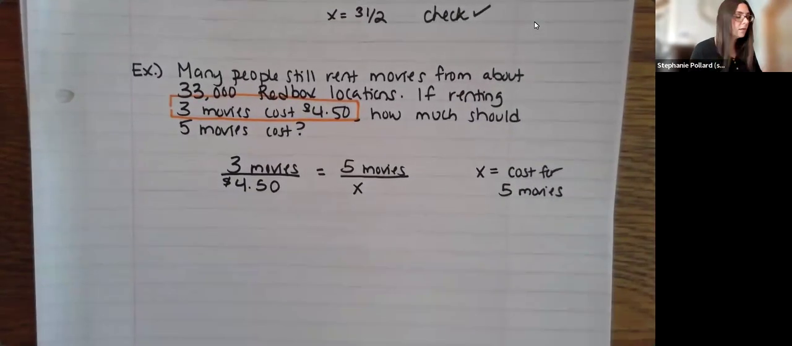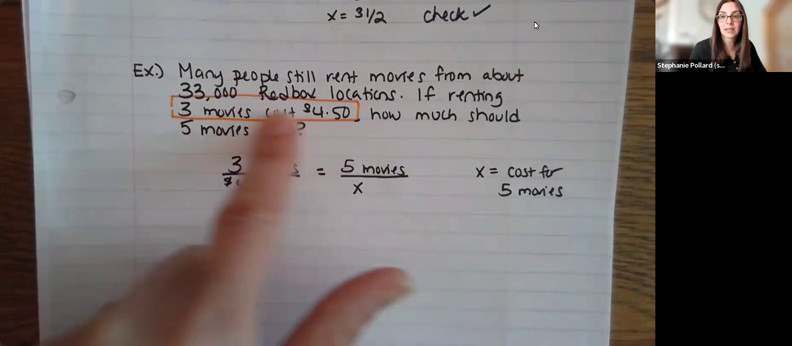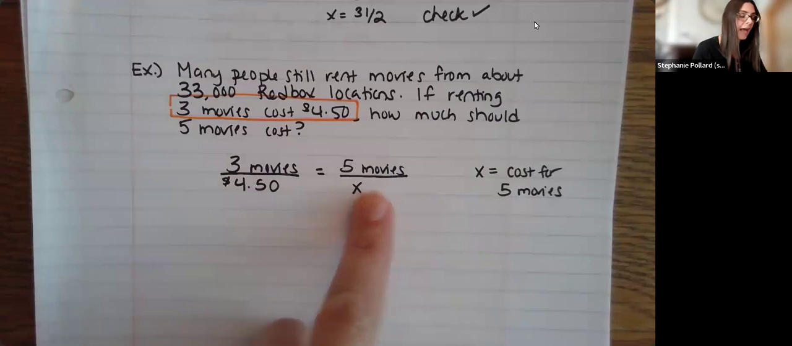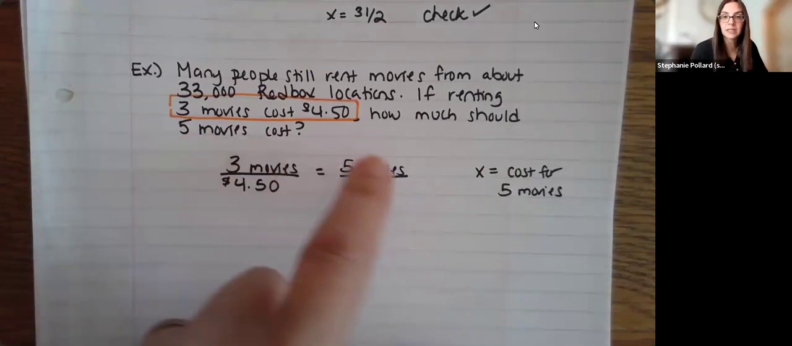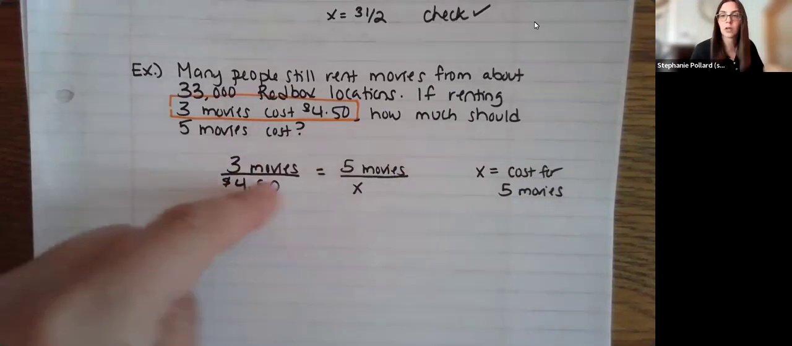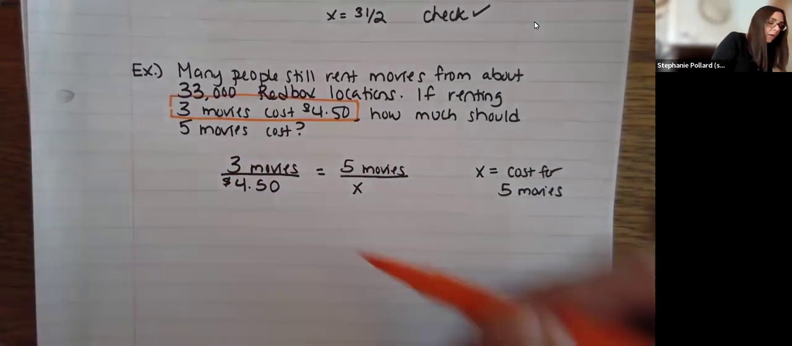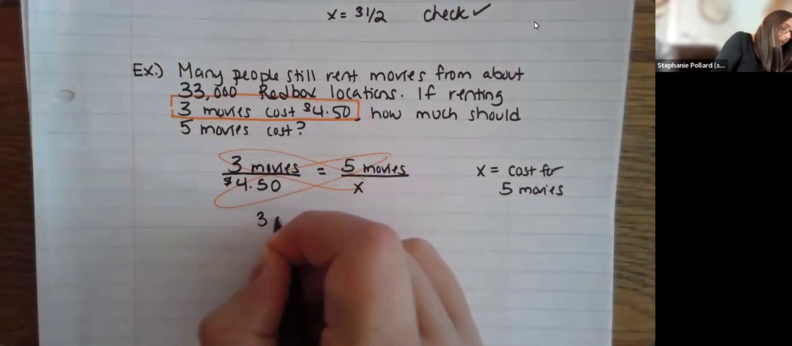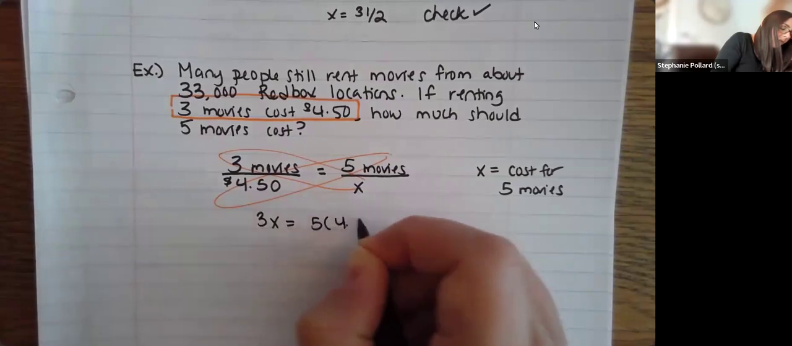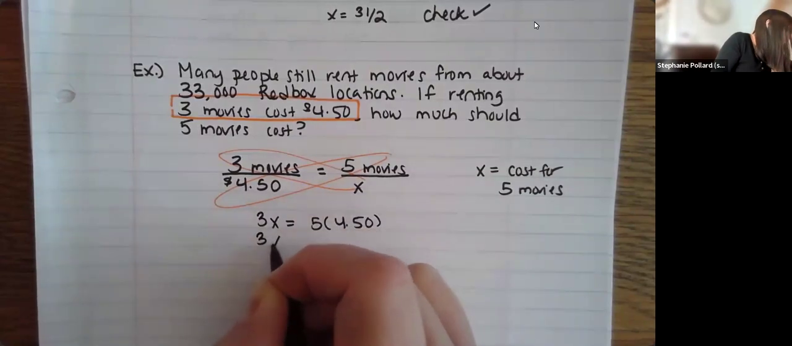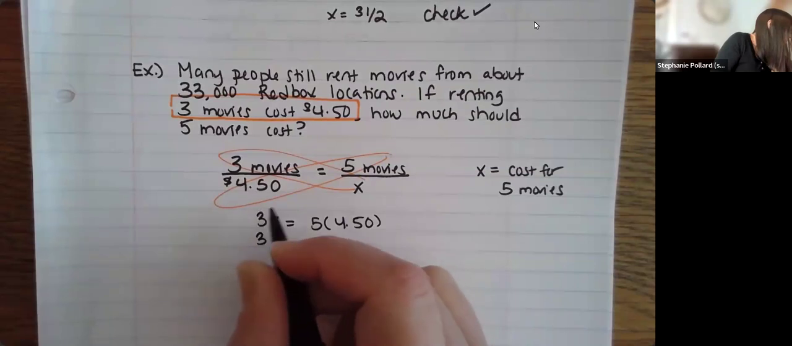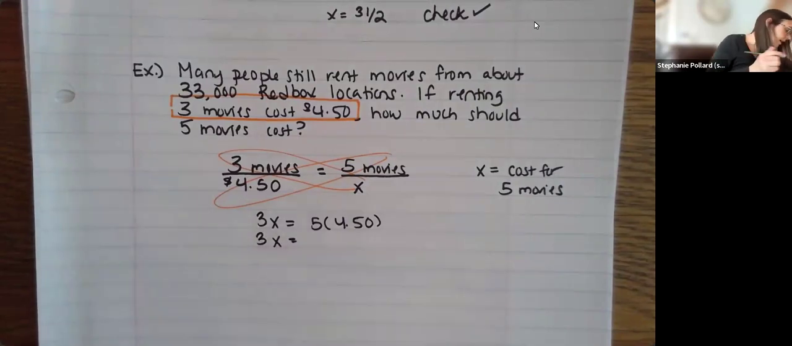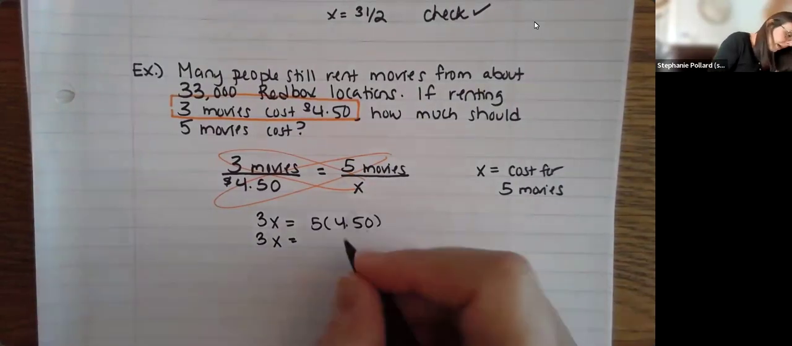All right, so key things here: you must have one ratio in its completion, so there has to be a pair of data that goes together. And as you're setting up your proportions, you have to watch your units. Units have to be consistent. So here, movies to movies, cost to cost. Once that's done, then you can go ahead and cross multiply to solve. So here I have 3 times x. On the other side, I have 5 times 4.50. Okay, let's see. If I do that on my calculator, I get 22.5.